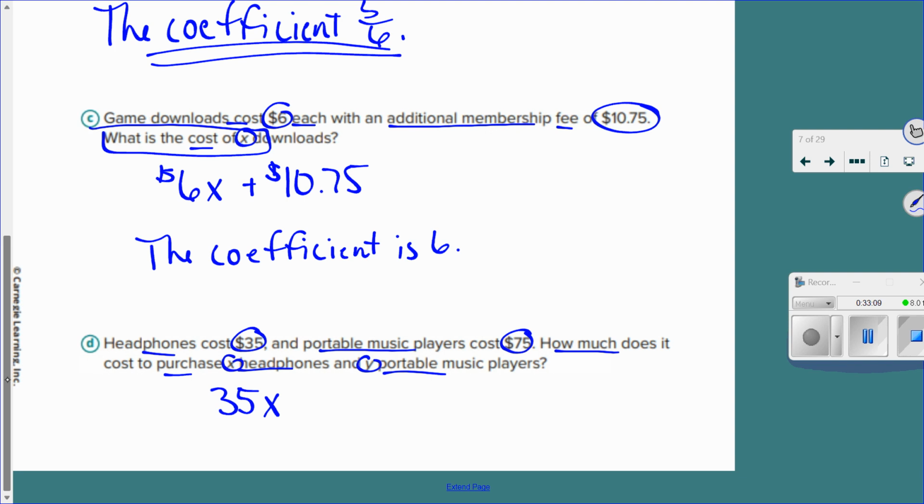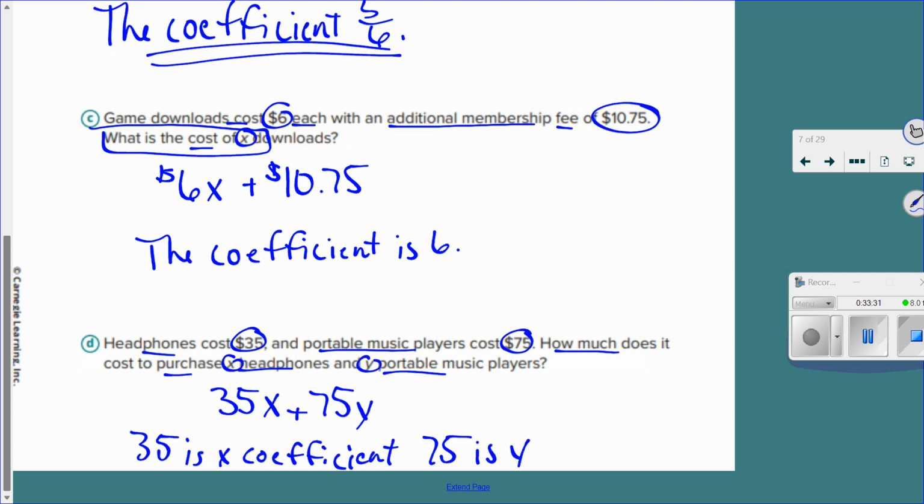To get my total cost, what do I need to do to those two? Add them together. So I actually have two coefficients. 35 is x's coefficient, and 75 is y's coefficient. So I actually have two coefficients in this one. Questions on any of those?